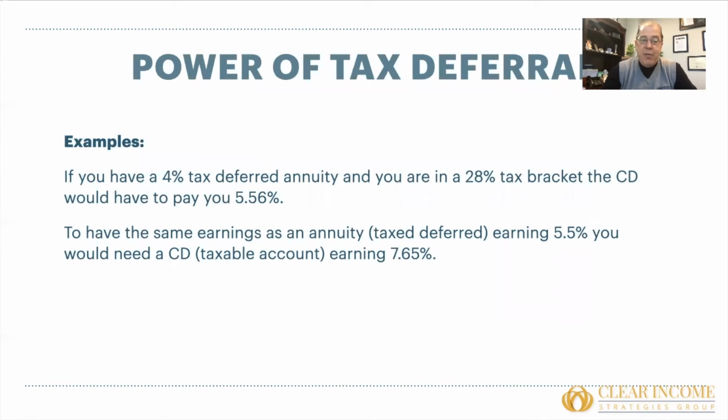And this is it. If you have a 4% tax deferred annuity, let's say, and you're in a 28% tax bracket, the CD that you would have to get would have to be 5.56% to break even with the 4%. Obviously, 5.56% CDs are not around anymore. But if you went to the market or somewhere else where you have to pay taxes, that's a lot. To have the same earnings as a tax deferred annuity earning 5.5%, you would need a CD earning over 7.65%. That's 2%. And 2% doesn't sound like a lot, folks, but 2% adds up.